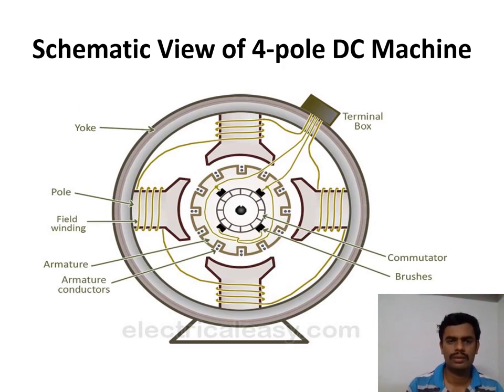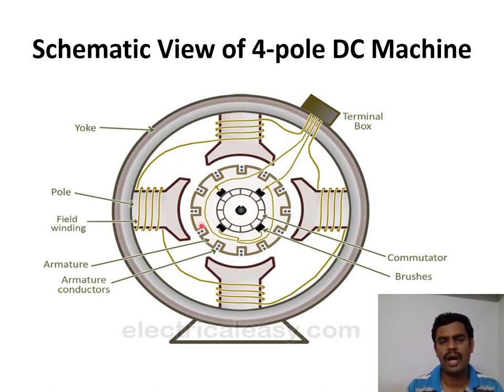Coming to the schematic view of this 4-pole DC machine. Here this is the terminal block or terminal box. Here these are the commutator segments, commutator, and these are the brushes. These are the poles or pole core. This is the pole shoe. These are the field windings.